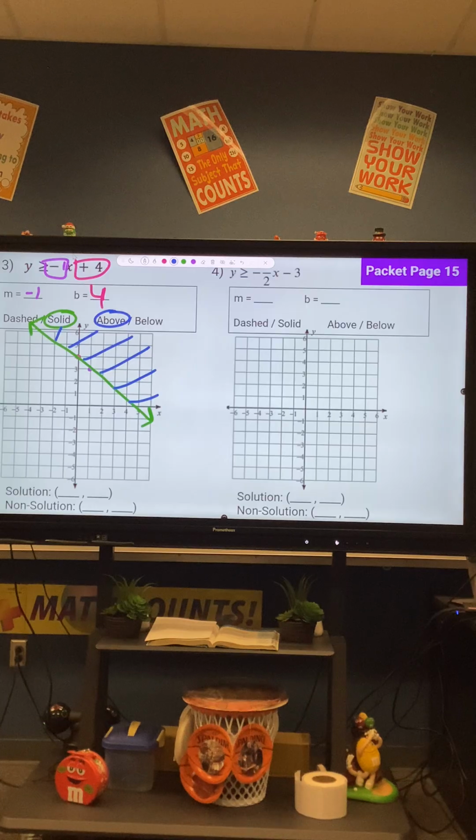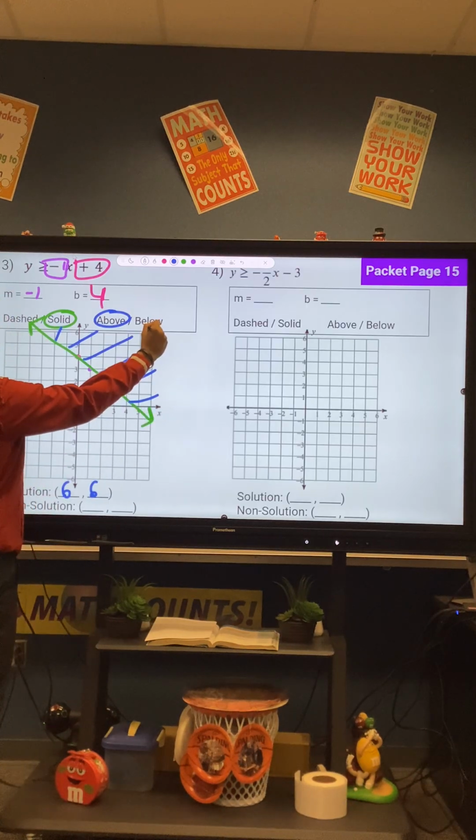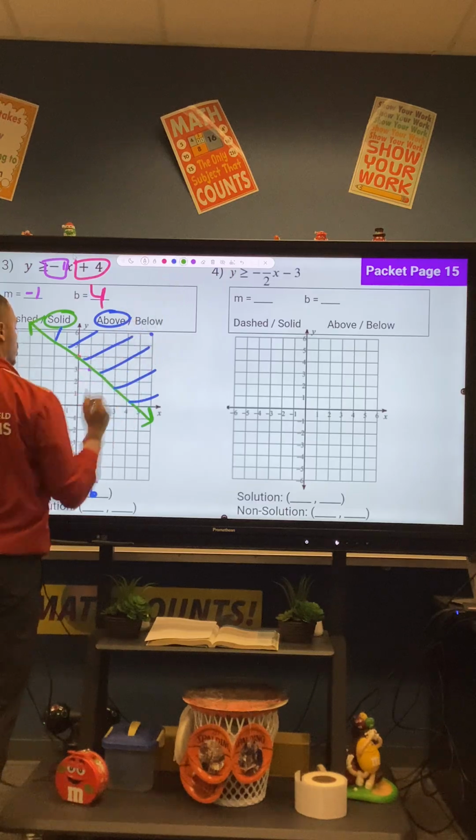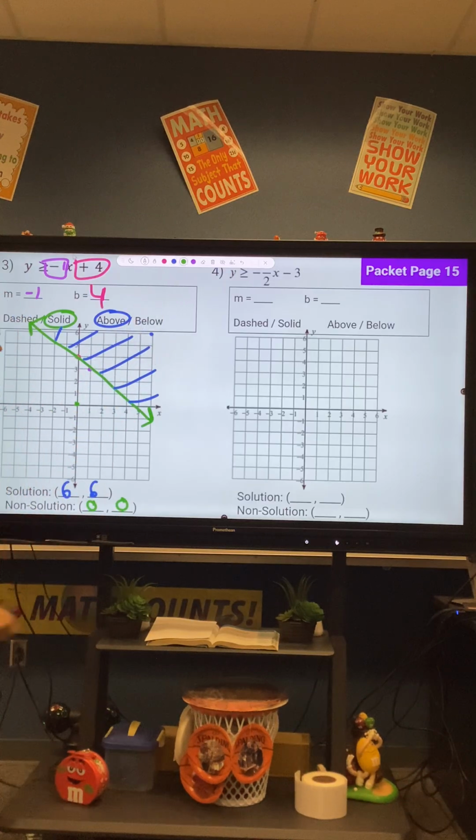A solution, the easiest one to think of is (6, 6), because (6, 6) is right here. A non-solution is (0, 0). Again, it doesn't have to be exactly the values I put. It can be any value for a solution as long as it is in this blue shaded area. For a non-solution, as long as it is in this white area, it is a non-solution.